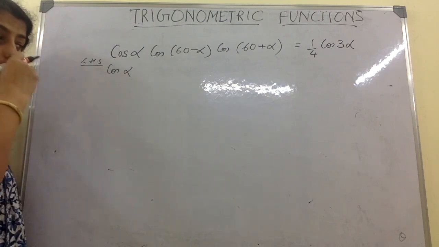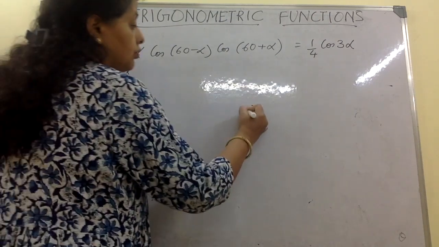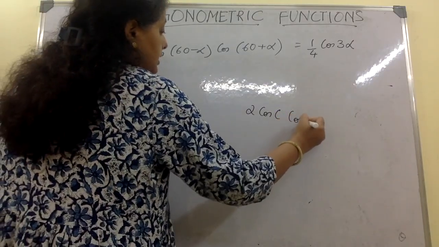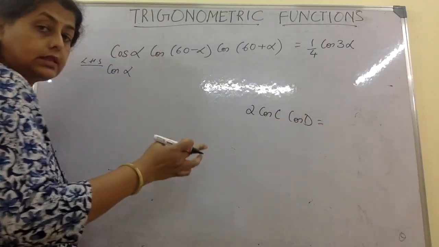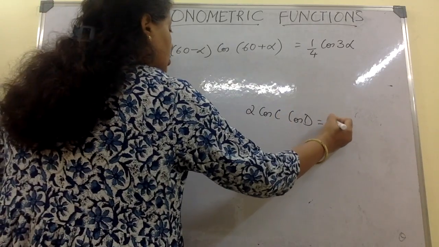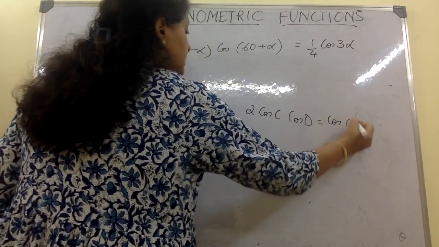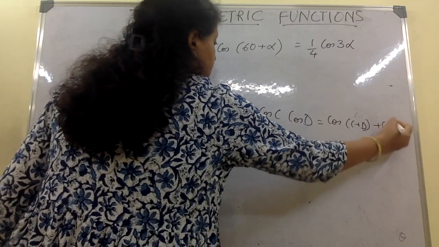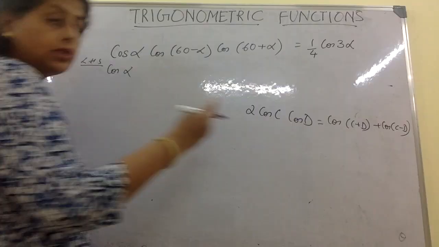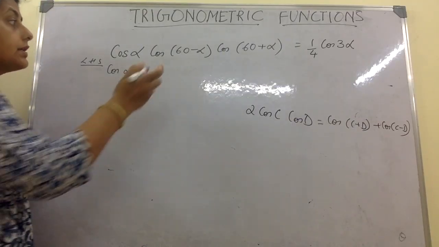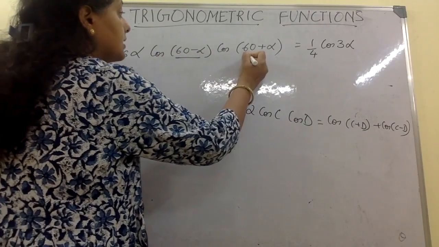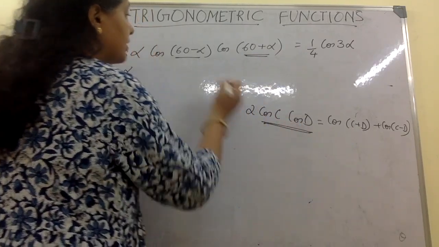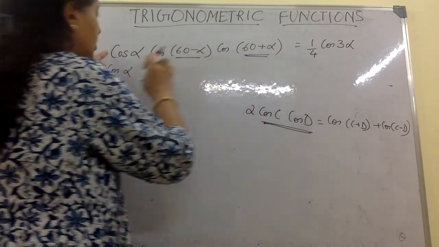So we have the formula which says 2 cos c cos d is cos(c plus d) plus cos(c minus d). We are going to use this formula. Okay, here this full portion is my c, this full portion is the d. So this is the portion that we assume is written here. We are not talking about this.